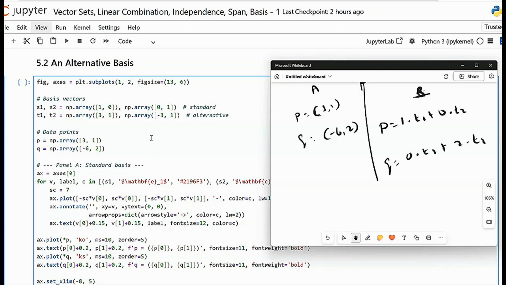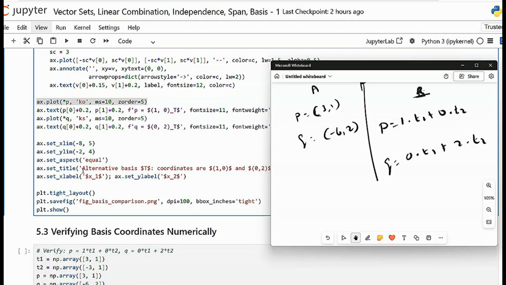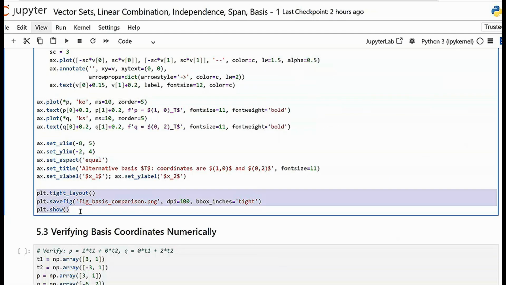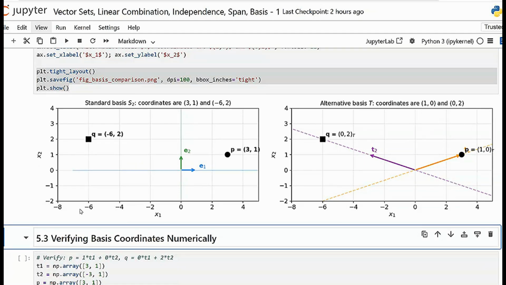Once plotted, let me label it with the same and set the title, alternate basis. Once done, we are just going to highlight the coordinates, and next let me finally render it. Let me observe what the output would be. So here we go, dears. Kindly observe. We have the same points, same points P and Q, but we have different coordinates depending on the basis.